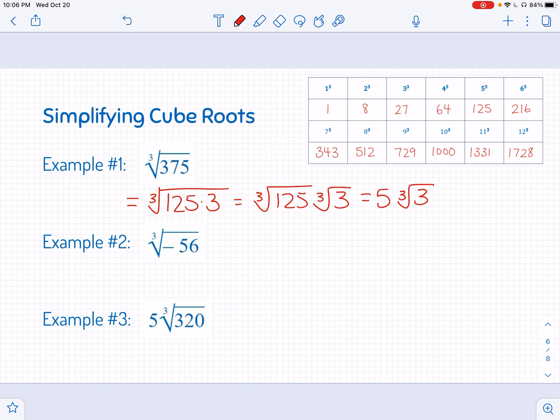On this next example, if I look at my list, I have far less to choose from because there's only 3 numbers that are even less than 56. But I know that 8 times 7 is 56, so I can rewrite this as the cubed root of negative 8 times 7. And I know negative 2 times negative 2 times negative 2 is negative 8. So when I break this down, I'm going to say, well, the cubed root of negative 8 is negative 2, and then the cubed root of 7.